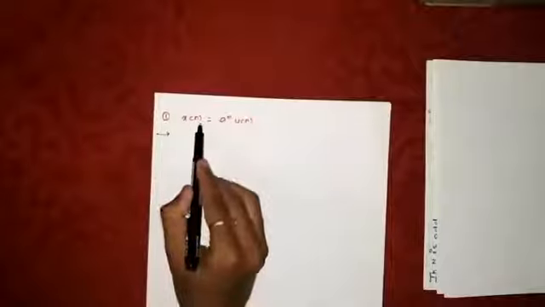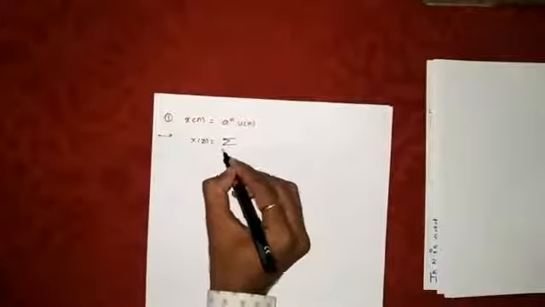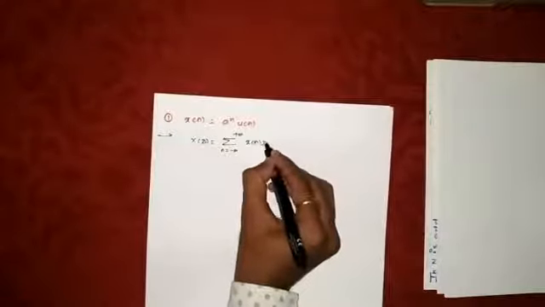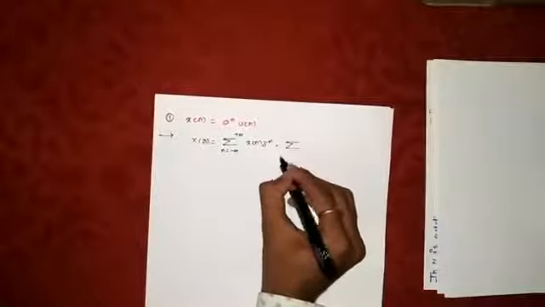So let us see this example. Here we have to find the Z transform of x of n, as well as we have to mention the ROC. So straight away, first step, we'll write the Z transform is equal to x[n] into z raised to minus n. So we'll put those values.